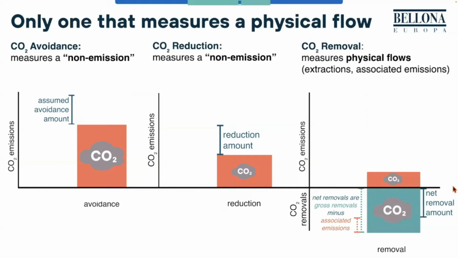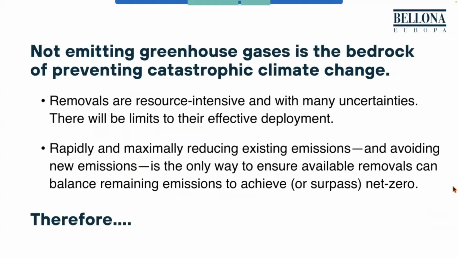Only one of these actually measures a physical flow that's going on. Avoidance and reductions are actually non-emissions. They're zeros that we use to indicate how much of our responsibility we have discharged, but it's only removals that measure physical flows of extractions along with their associated emissions. And reduction and avoidance, not emitting greenhouse gases, is the fundamental bedrock of preventing catastrophic climate change.